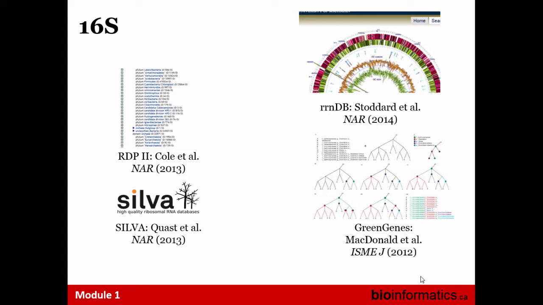RDP and Silva and Green Genes all have, I think, over a million sequences in them. Green Genes is interesting because of its automated approach to taxonomy. And so, as you'll see in the tutorial, if you take the same data set and feed it through Green Genes, Silva, or RDP, you will get somewhat different conclusions. In the example I've given you, you will get very different conclusions as to whether a sample contains eukaryotes or not. I'm not going to give you a hint.